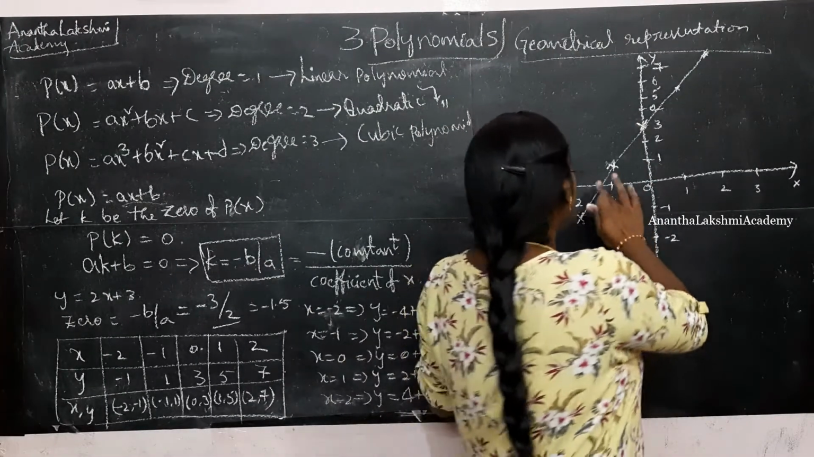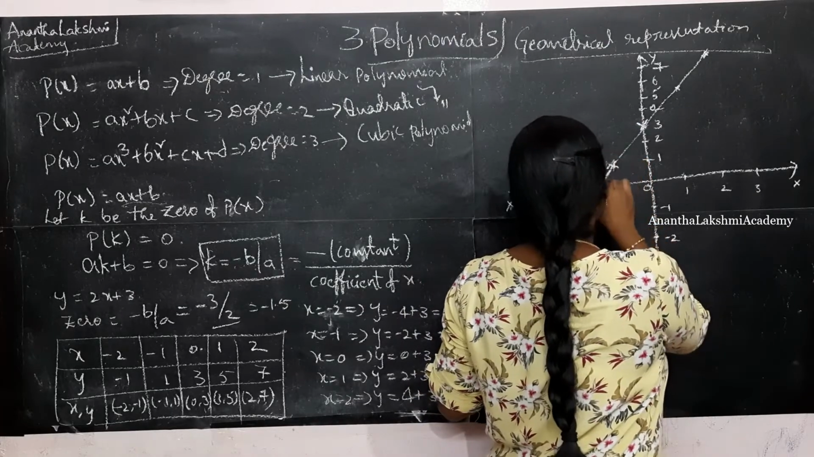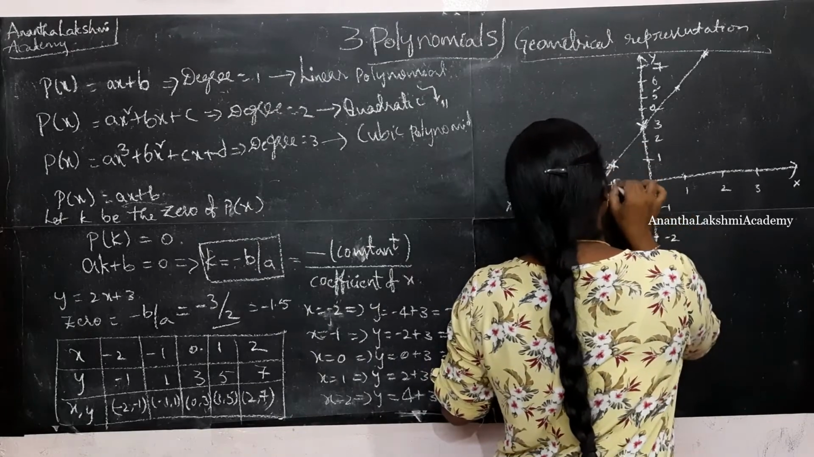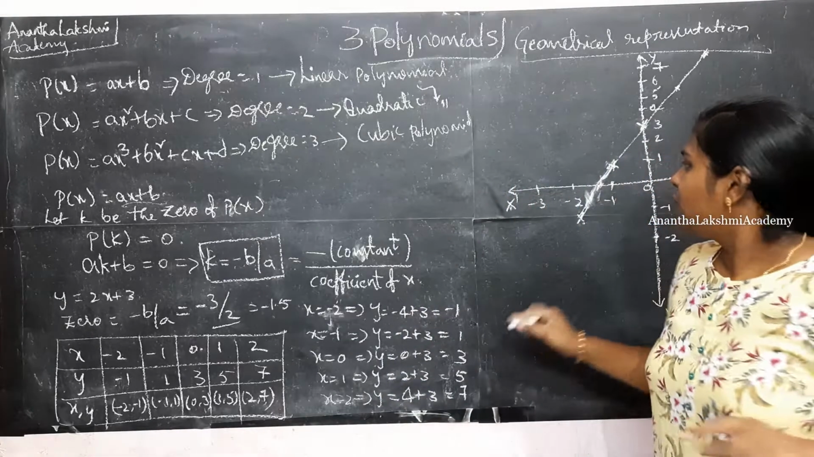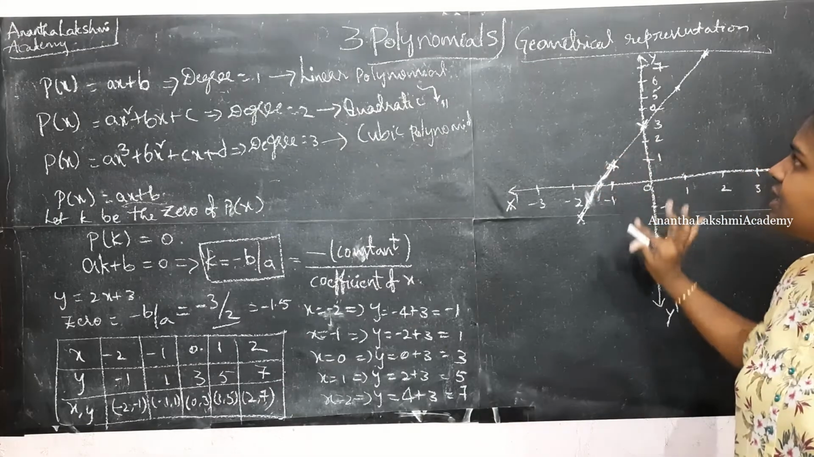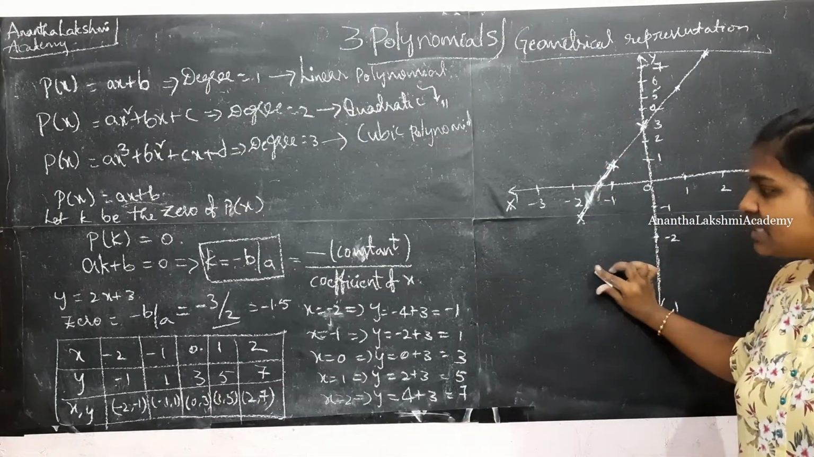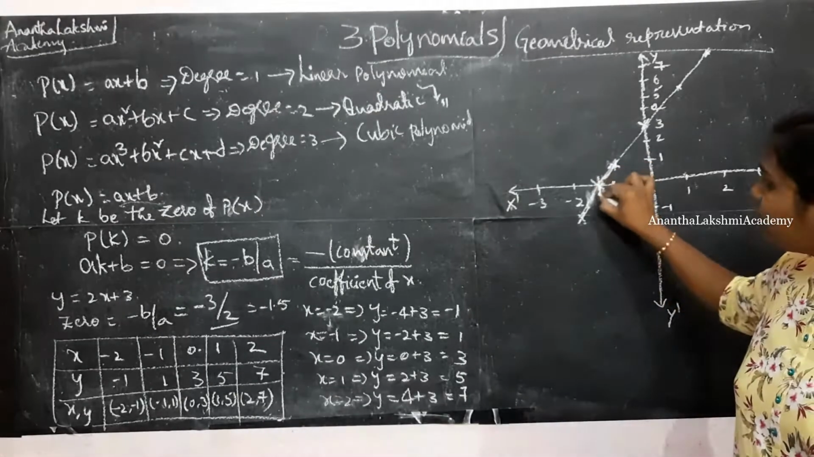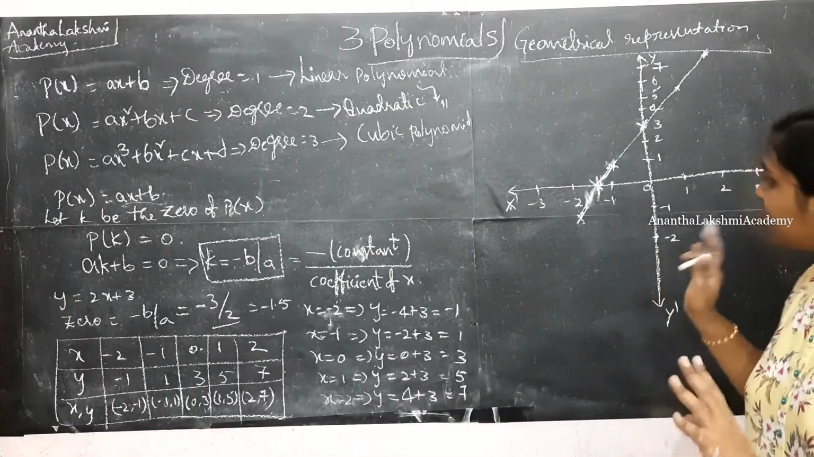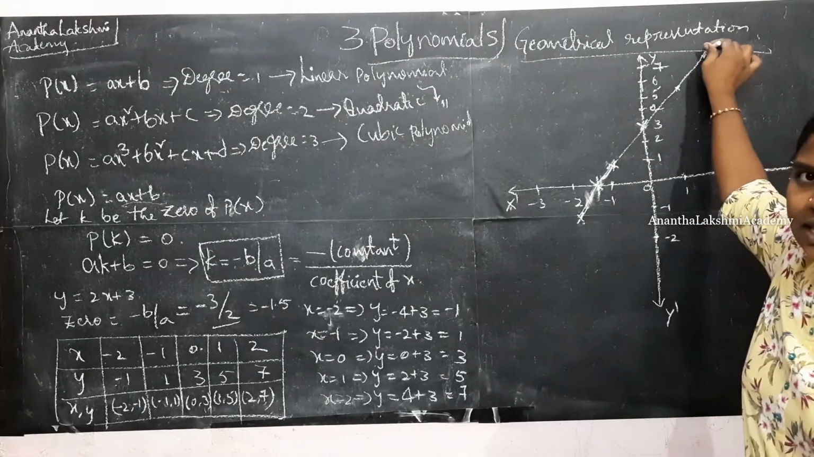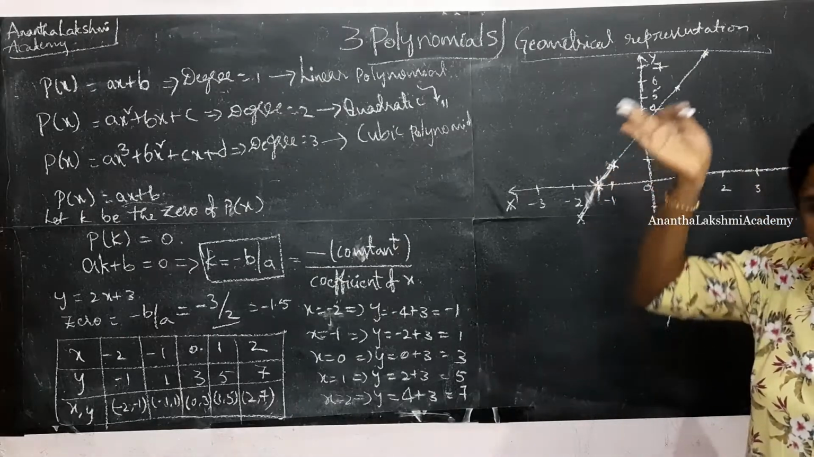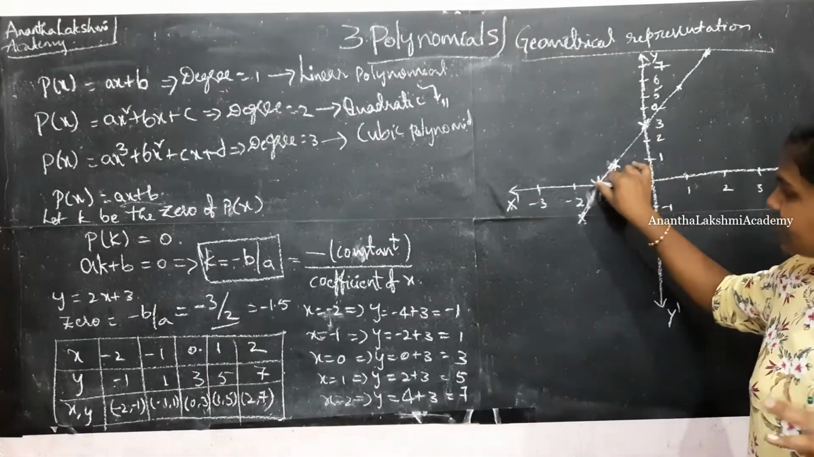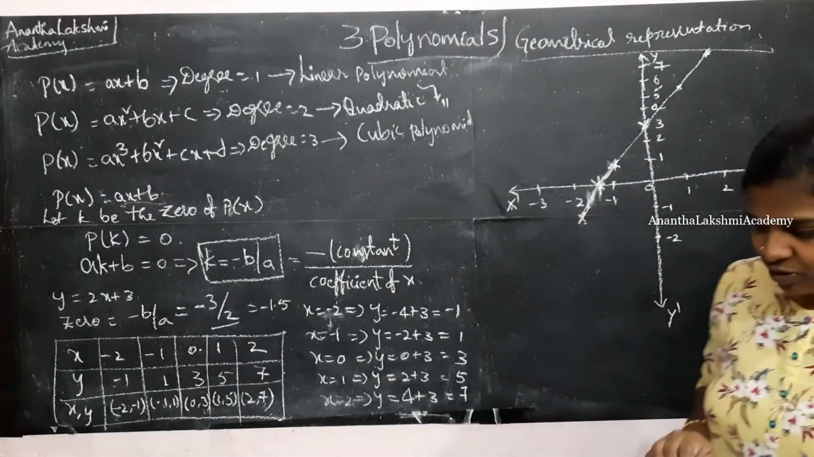Now, this value, let me draw it correctly. My straight line is bending. So now, when we represent a graph geometrically, how do we identify the zeros of a polynomial? The zero of a polynomial, when we represent it geometrically, is nothing but where the graph intersects the x-axis. Intersect is nothing but cuts or touches the x-axis at a point. That is known as the zero of a polynomial.